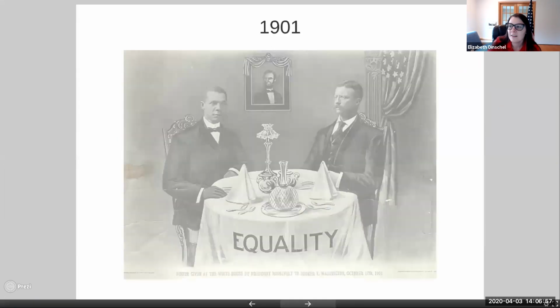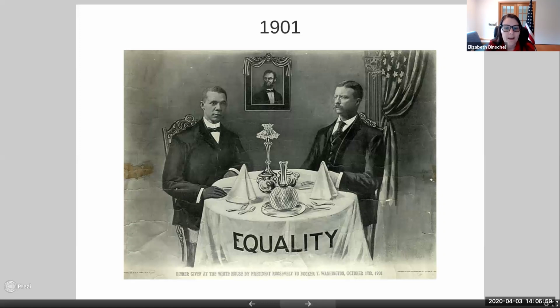So now I want us to look at 1901. This is the first year since Reconstruction that the entire legislature is white. The legislature will remain 100% white until 1929.